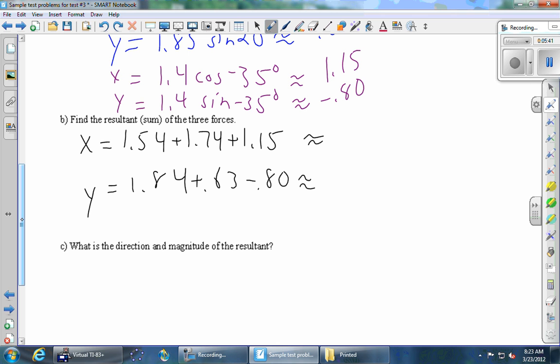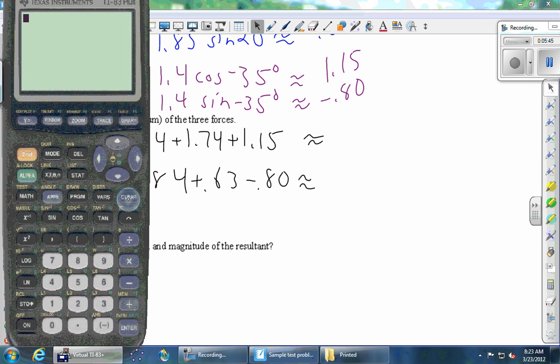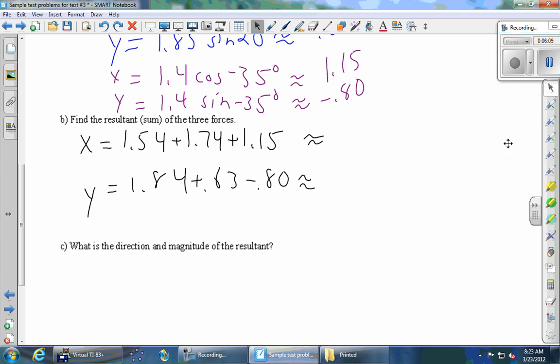But I don't want to type all those things in again. We did all that work so that we wouldn't have to. So all I want to do here is do alpha A plus alpha C plus alpha E. Every other one was the x's, and then the y's were the B and the D and the F. So we get 4.43 and 1.67.